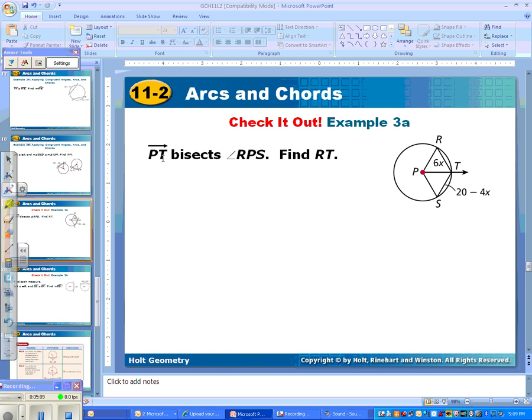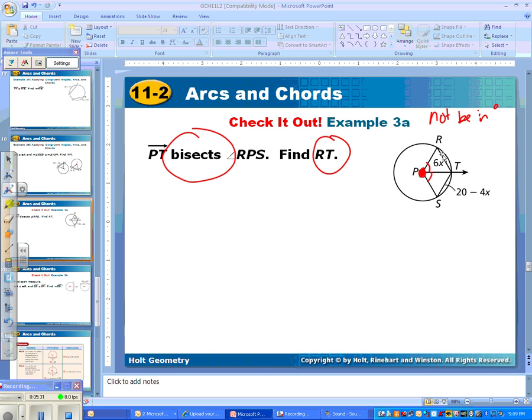Okay, one more. It says PT, ray PT bisects RPS. Bisects, such a good word, because that means it's going to cut it into two congruent pieces. So that means that this angle equals this angle, and these are central angles because they are touching the center, and they are formed by radii. It says find segment RT. So we want to find a segment, so our answer will not be in degrees.